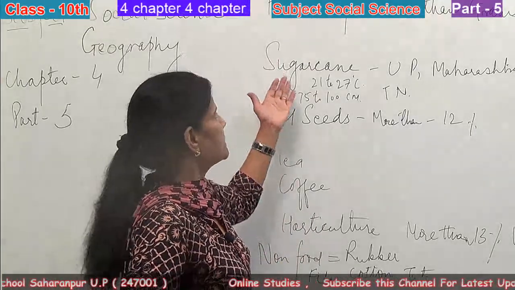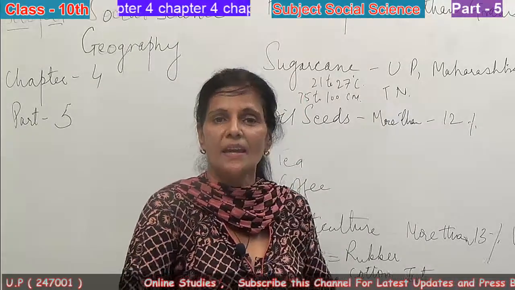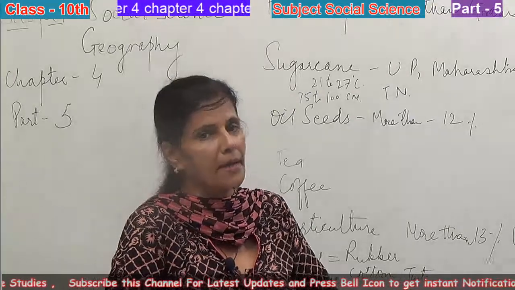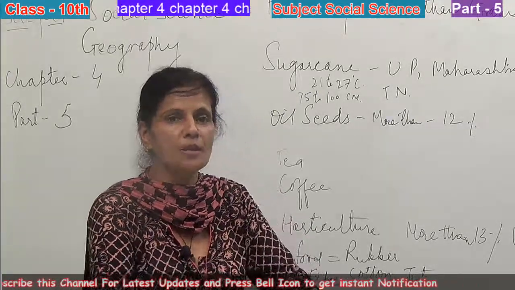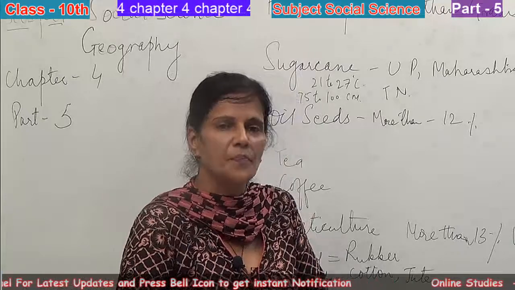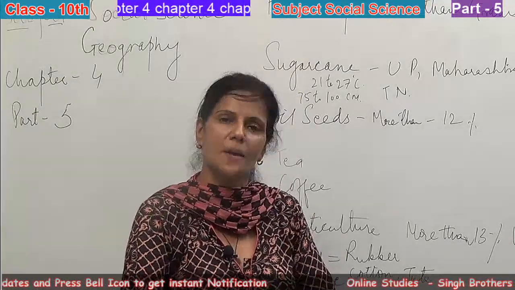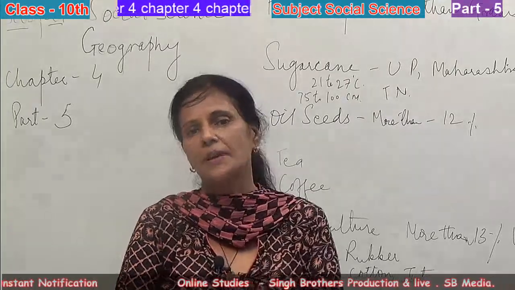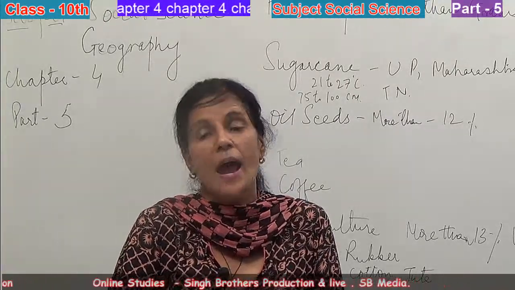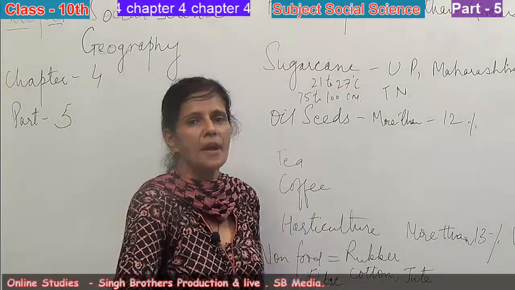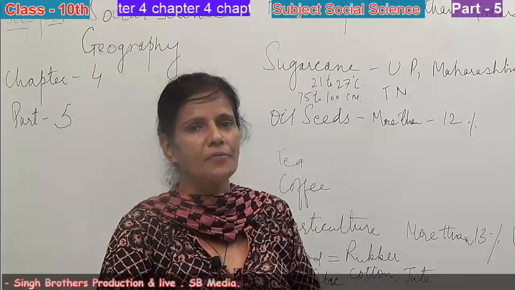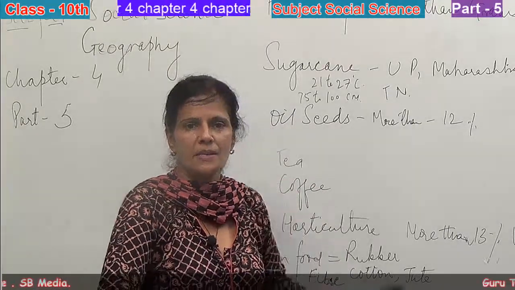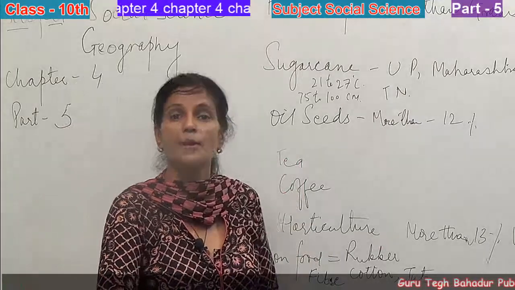Talk of sugarcane. India and the Indian climate are very suitable for the production of sugarcane. Sugarcane is produced in a hot and humid climate. It is grown in tropical and subtropical climates. It requires a temperature of 21 to 27 degrees Celsius, and it also requires rainfall between 75 to 100 centimeters annually. And it takes almost 8 to 10 months to mature.